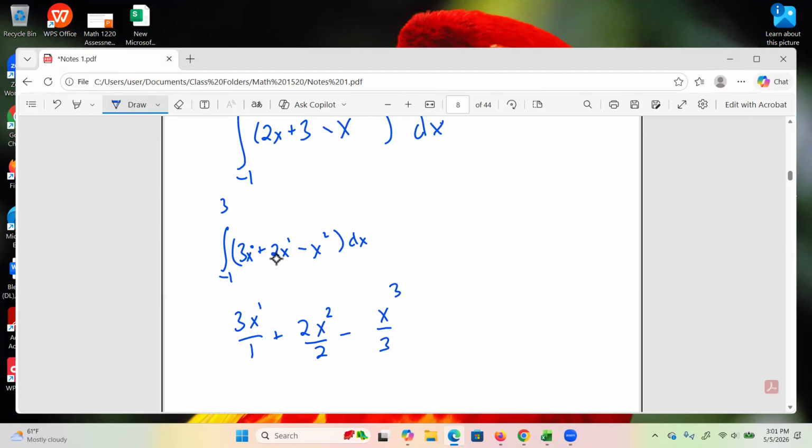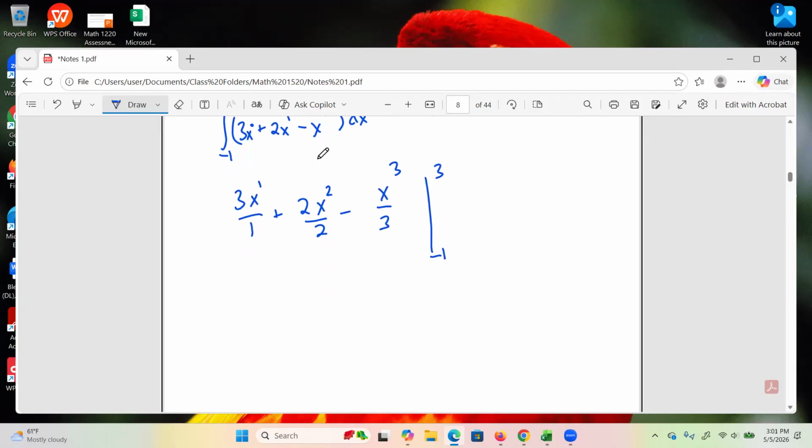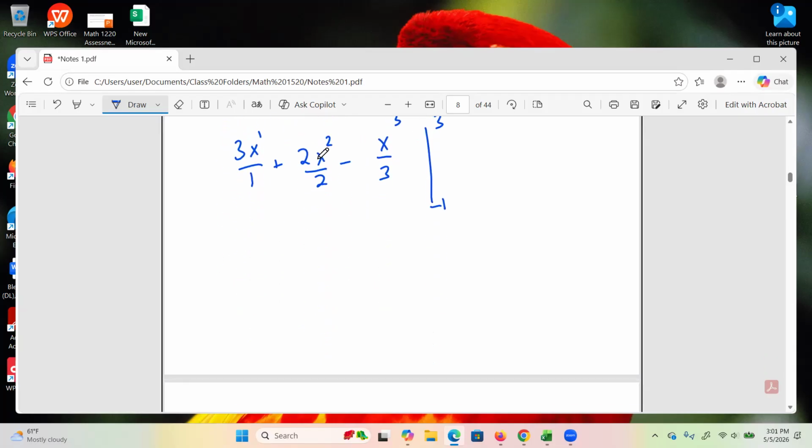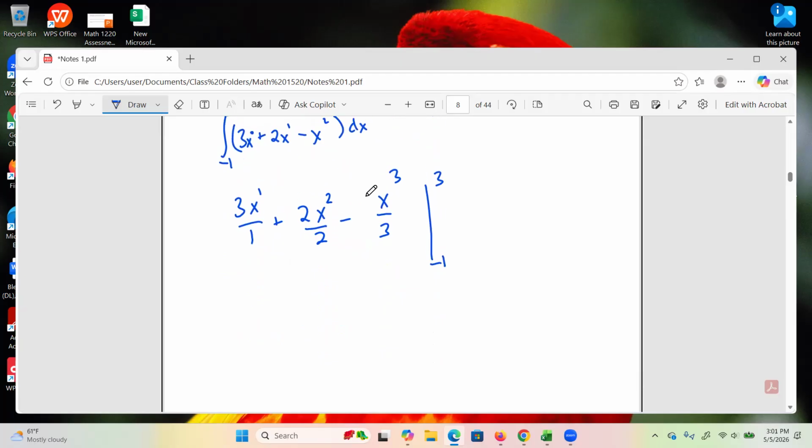Now, this is a definite integral. You do not need a plus c with a definite integral. So we're going to be going from -1 to 3, right? If it was an indefinite integral, you would need a plus c, okay? But since we have bounds, we don't need the plus c, right? Let's clean this up a little bit. So we have 3x plus x squared minus 1/3 x cubed, from -1 to 3.